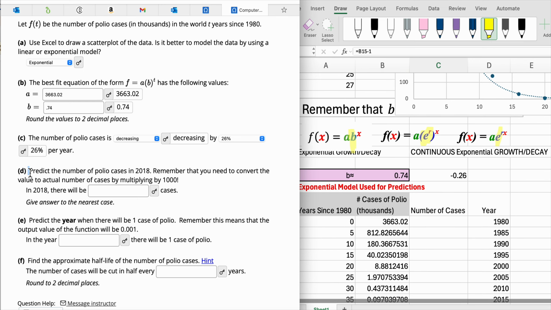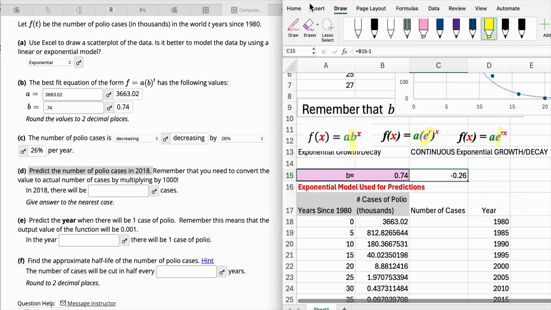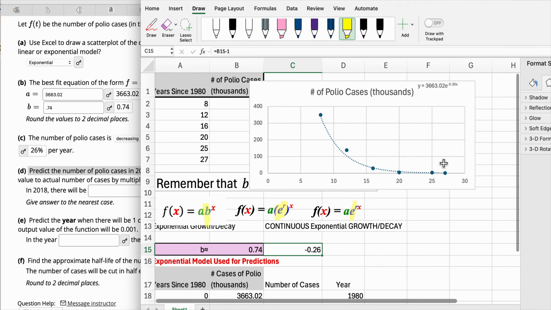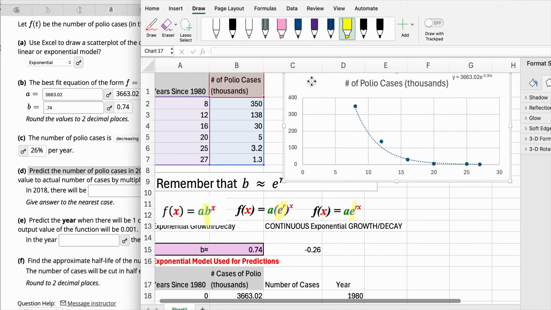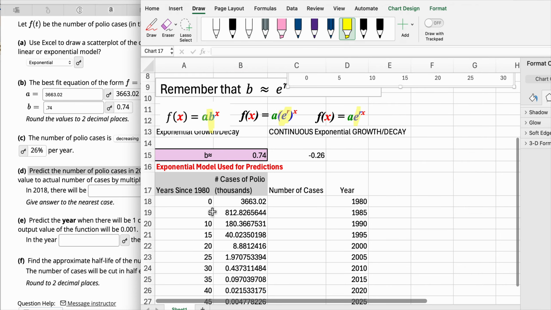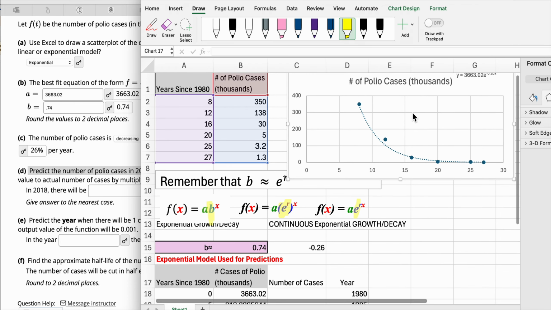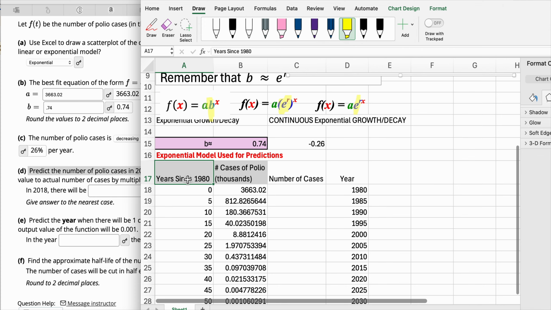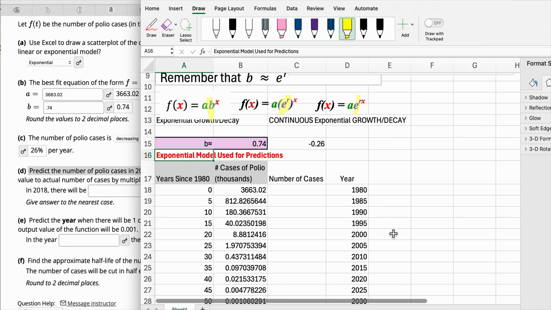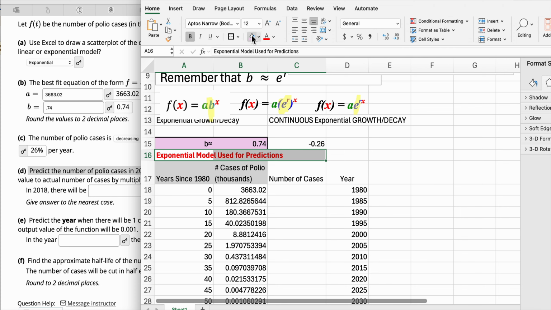Now it says predict the number of cases of polio in 2018. So when we're going to do a prediction, that's where we're going to use this model. What I like to do is set up a whole separate section underneath my model. So I use my actual data to create the model. So down here, I'm going to use that model to make any predictions. So I set up my input-output table.